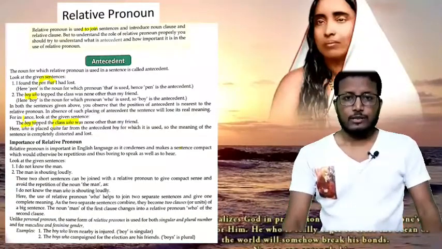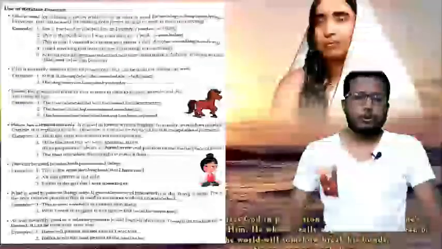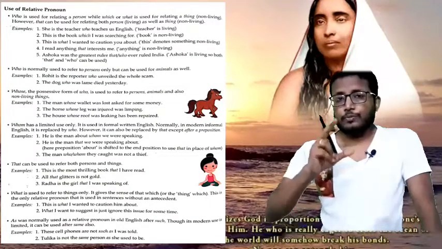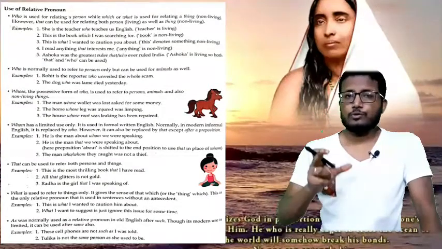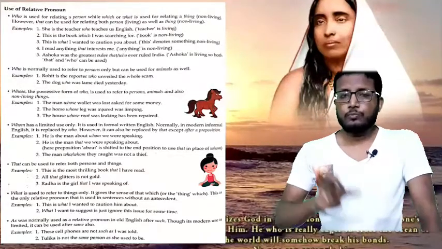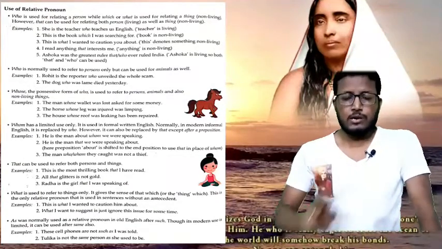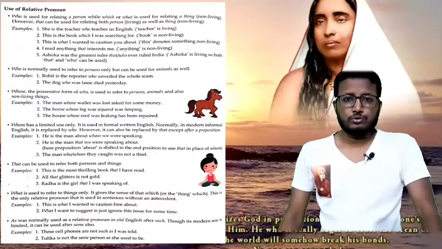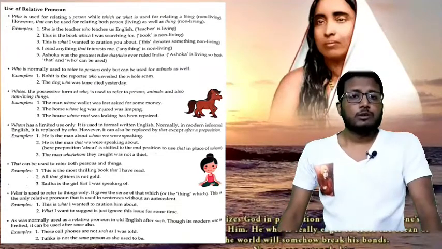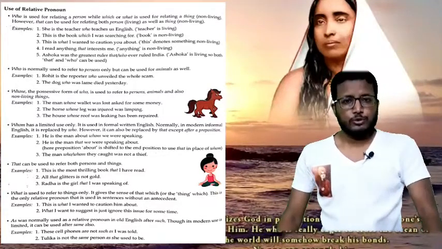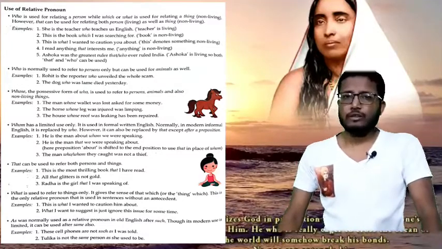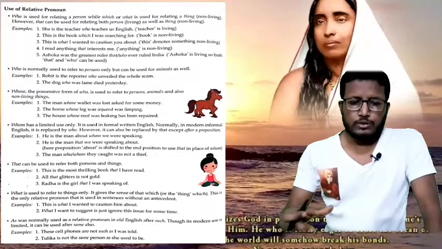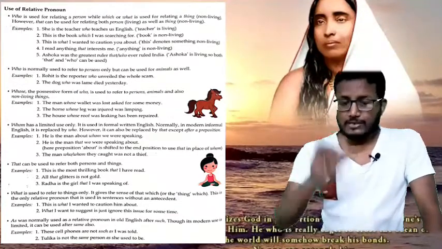Okay, after this, the relative pronoun who is used for relating a person, that I told you. So for living things we use who, whom, whose. The question will come to your mind: for non-living things or some animals, what should we use? For non-living things or for animals, without man, there we should use the relative pronoun which or that. So who is used for relating a person, while which is used for relating a thing, non-living.